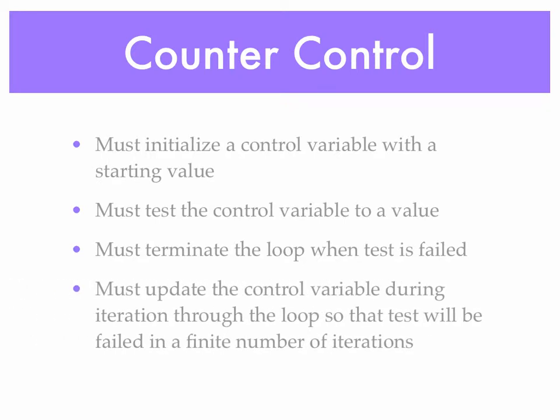Now, with counter control, I have to have something inside the loop that will update that value, so that eventually the test will fail. Otherwise, I'm going to have an infinite loop. So with counter control, I have a variable, I test that variable against a value, and I terminate the loop when the test fails. I have to have an update of that control variable so that eventually the test will return false.